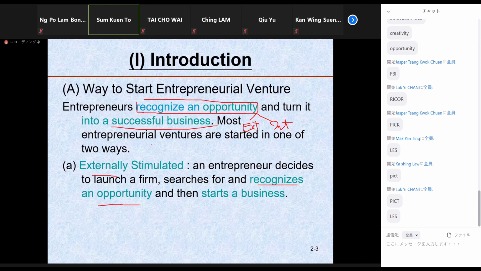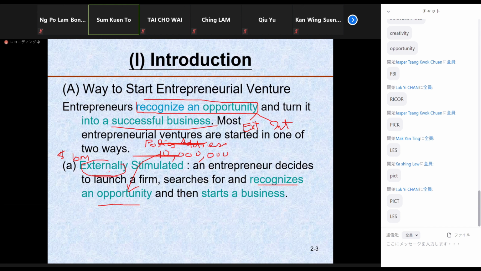Example, just an example, right? During the policy address, the government, the policy address is by Carrie Lam, and now in order to help the young people, the government is going to spend $10 million to support young people to start their own business. You say, wow, good opportunity. Government is going to give out $10 million to degree holders so that they can start some business. Of course, this is externally stimulated.